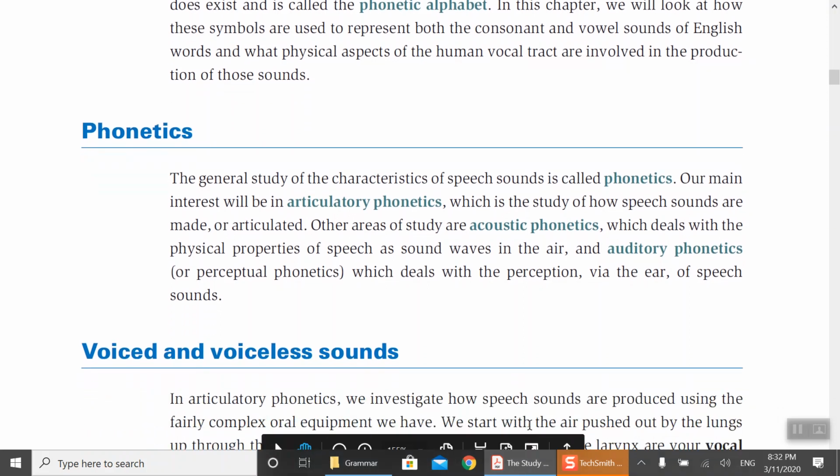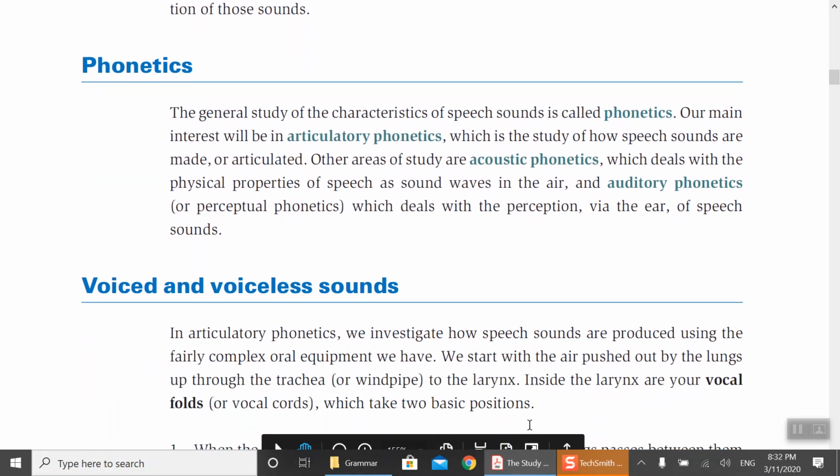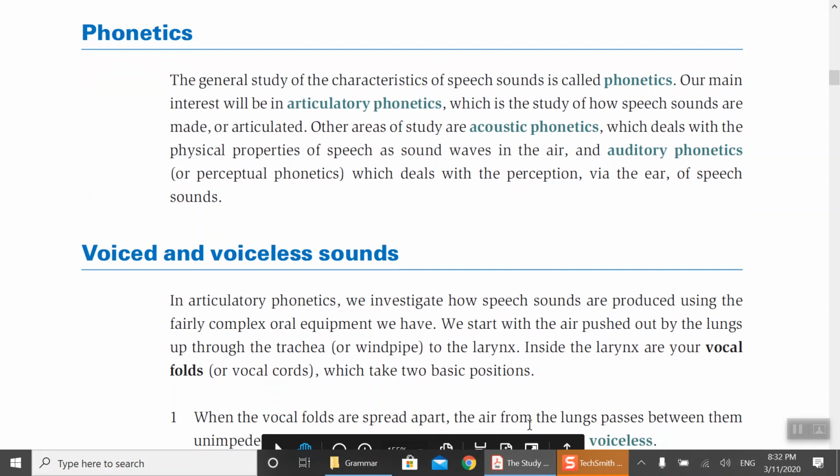We have voiced and voiceless sounds, and you know about voiced and voiceless sounds. Simply, when we say voiced sounds, it means we have vibration in the vocal cords. But when we say voiceless, it means there is no what? There is no vibration when you are speaking, when you produce certain sounds. Of course, in English, we have voiced sounds and we have voiceless. Okay?